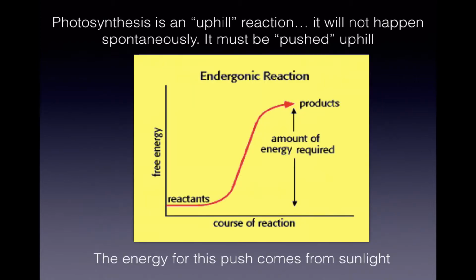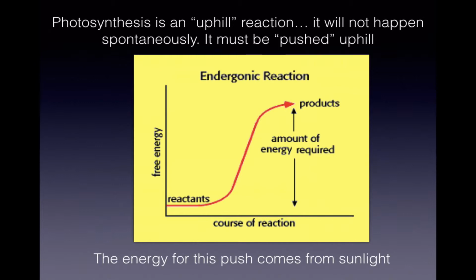Okay, photosynthesis can be thought of as an uphill reaction, which means it's not going to happen spontaneously. It has to be, quote, pushed, unquote, uphill. So in this graph, you can see on the y-axis we have energy, and on the x-axis we have time, or the course of the reaction.